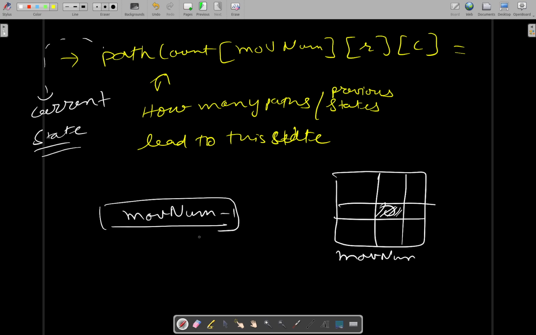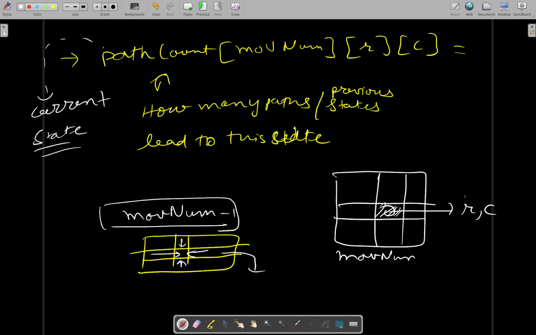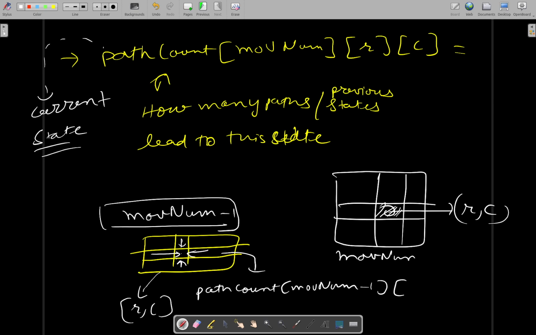So how many directions are possible in move num -1 that could have led you here? These are nothing but this direction, this direction, this one, and this one. Okay, four possible directions are there in the previous move. So you will be taking all the contributions of these previous four states. Let's call this R colon C. Then this is path count of move num -1, since we are considering one move backwards, and if you consider this one as R colon C, then if this is the rth row, one column before it will be R C -1.